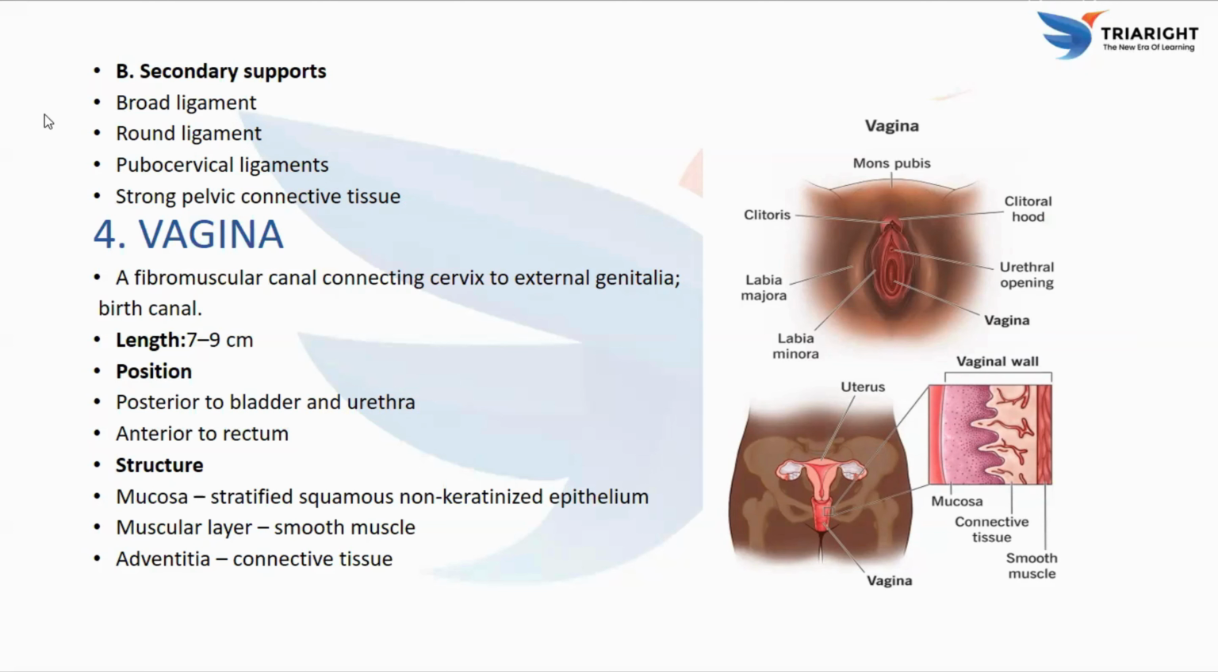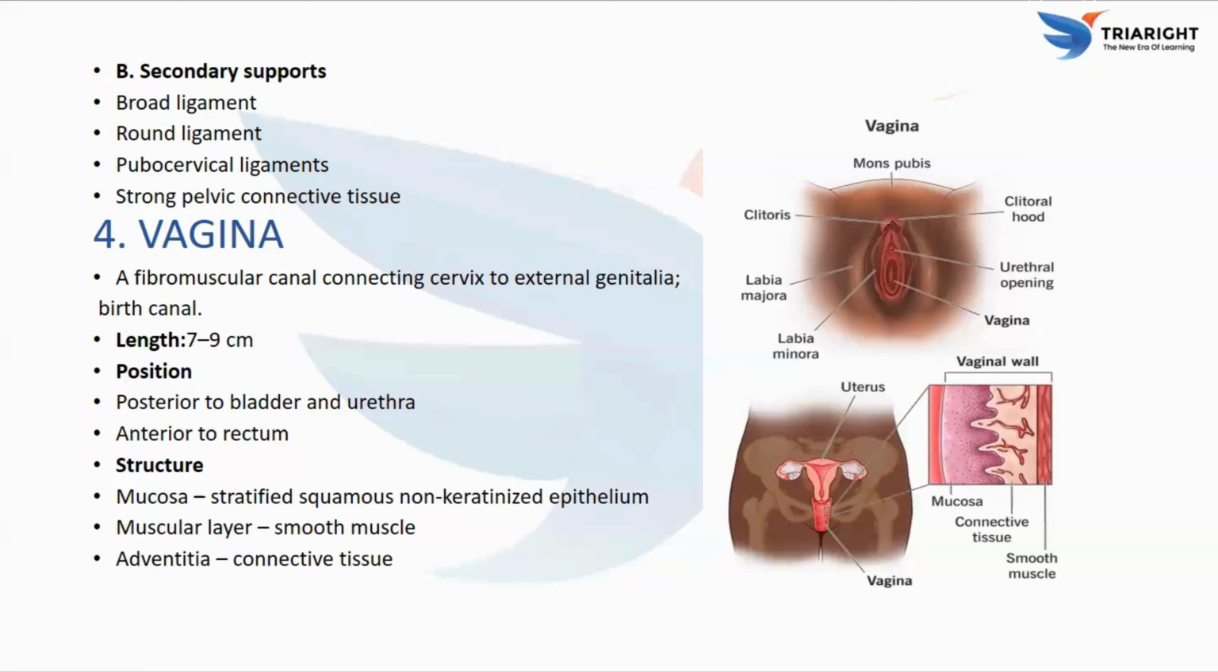So the next part is the vagina. What is the vagina? It is a fibromuscular canal, which is nothing but a combination of muscle and fibrous tissue, that connects the cervix, the lower part of the uterus, to the external genitalia called the vulva. This is known as the birth canal during delivery. What is the length of the vagina? 7 to 9 centimeters long. It can stretch widely during intercourse and childbirth because of its elastic tissue.